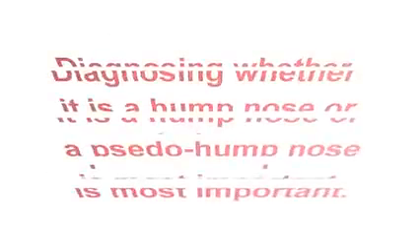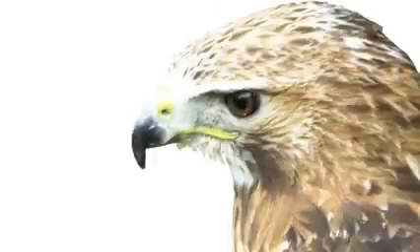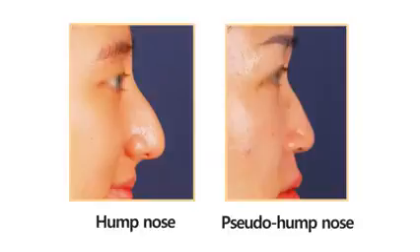These two types of noses look similar, but the surgical method is completely different. Therefore, distinguishing one from another is very important. Hawk nose, another name for hump nose, took its name from the beak of a hawk. Though a pseudo-hump nose looks similar to a hump nose, the nasal root in between the eyes is relatively low, and thus the middle portion looks relatively protruded.